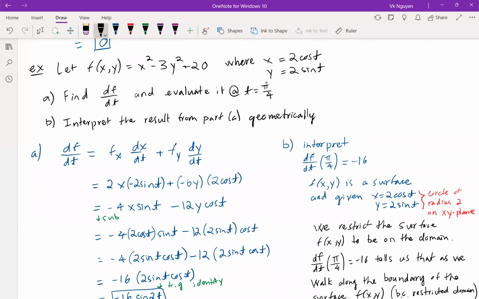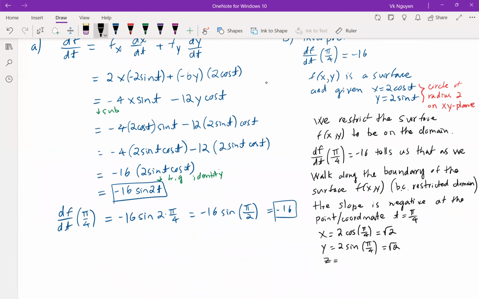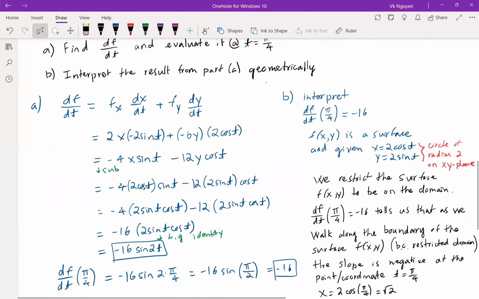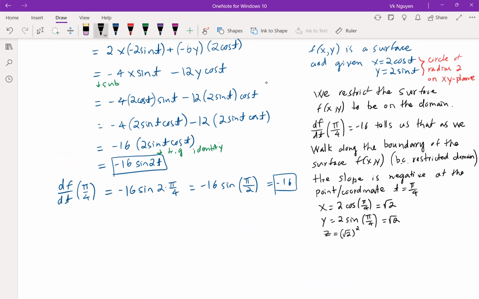z is equal to x squared minus 3y squared plus 20. So that's going to be root 2 squared minus 3 times root 2 squared plus 20, and that is 16. At the point (root 2, root 2, 16), you are walking downhill.